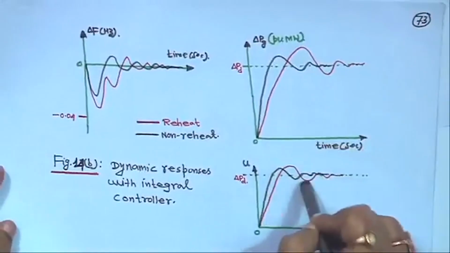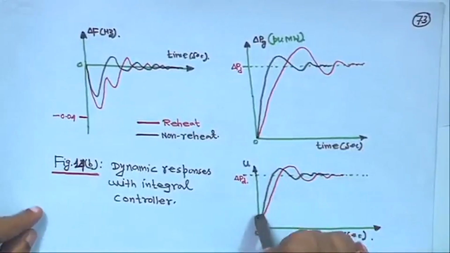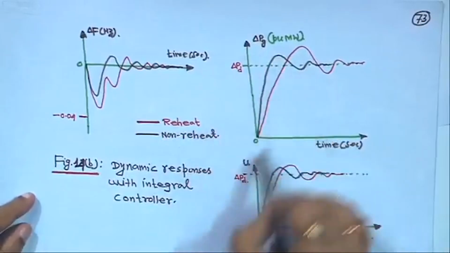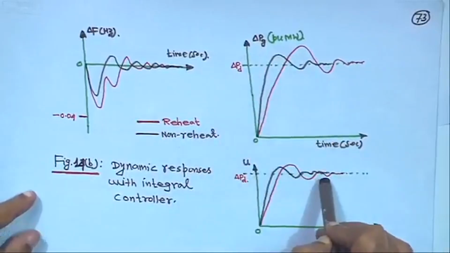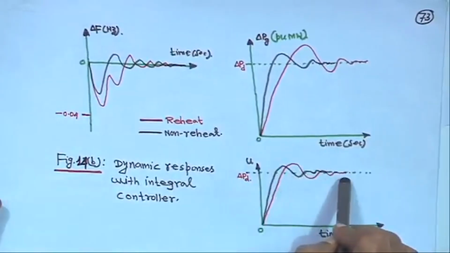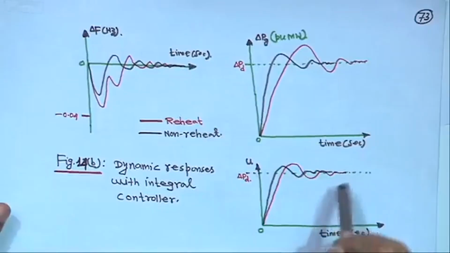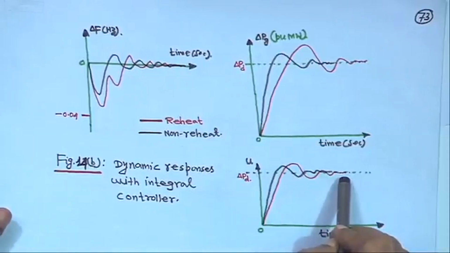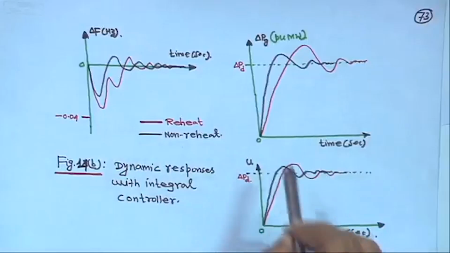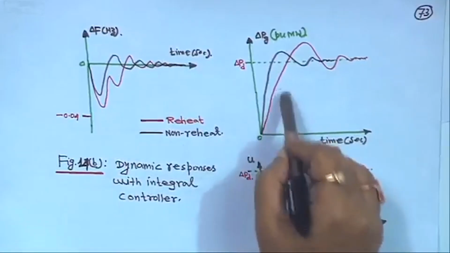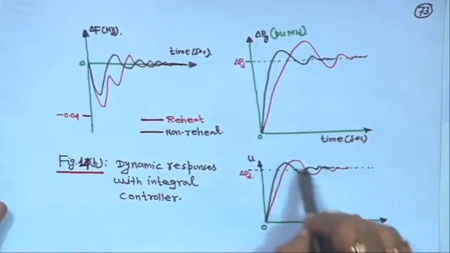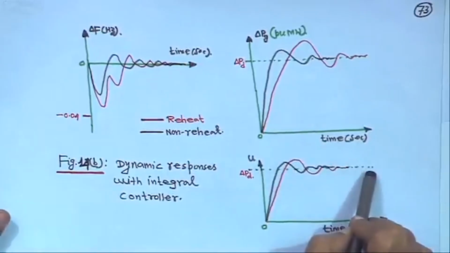The plot pattern will remain more or less the same. U also will reach the generation. This is delta Pg, both are the same. U also will reach this same steady state value. I told you that the steady state value of u should match the steady state value of the generation, right. So, the steady state values are the same, and more or less after some swinging it will settle there, right.